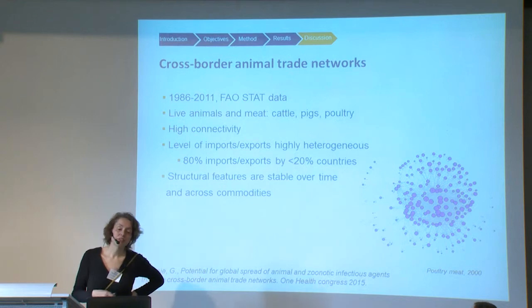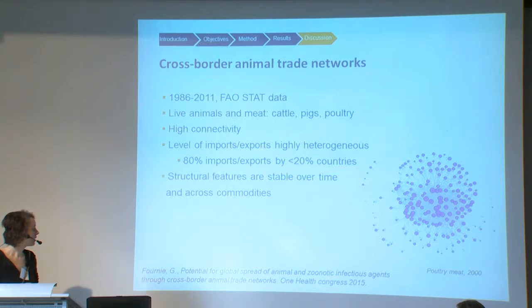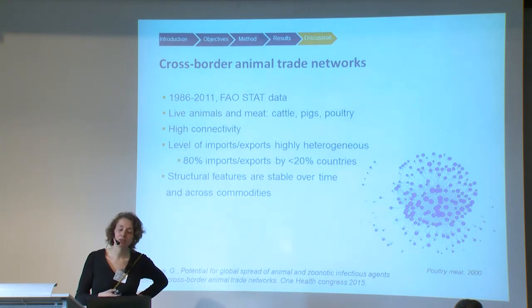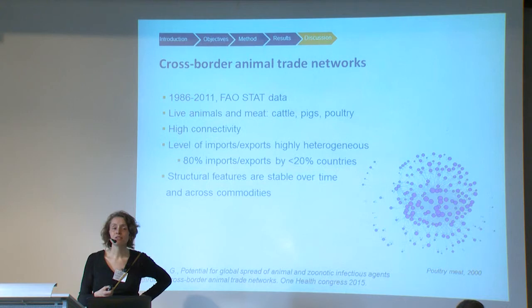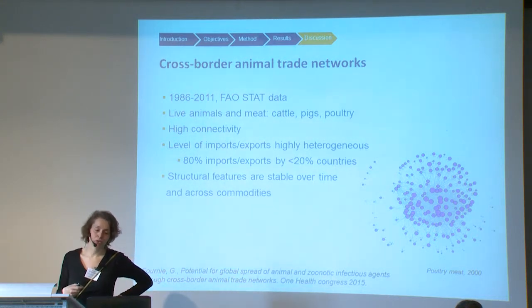And just to emphasize once again why that is important, I would like to present some work that has been done by Guillaume Fournier, and it has been presented last week at the One Health Congress in the Netherlands. He did a cross-border animal trade network analysis using FAOSTAT data from 1986 to 2011, looking at live animals and meat from cattle, pigs, and poultry. And he found that there is a very high connectivity in these trade networks. And he also saw that they are very highly heterogeneous, and that 80% of the imports and exports are done by less than 20% of all the countries.